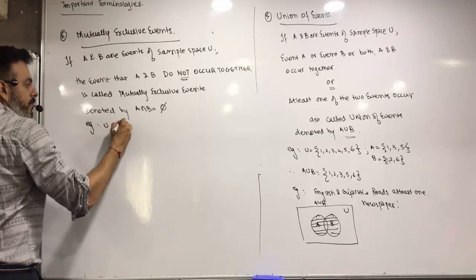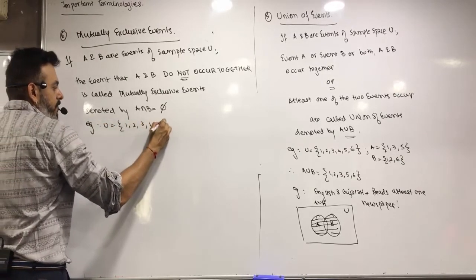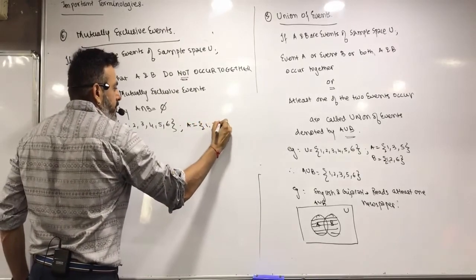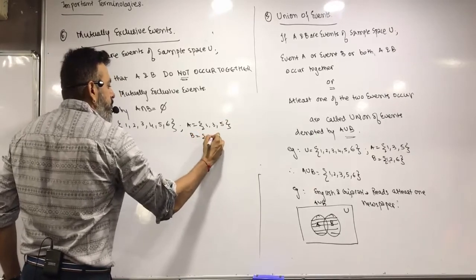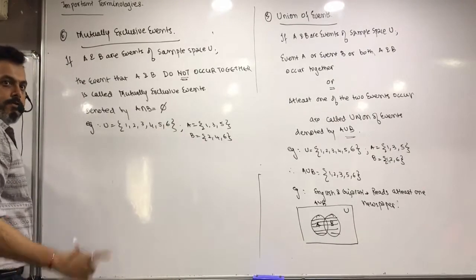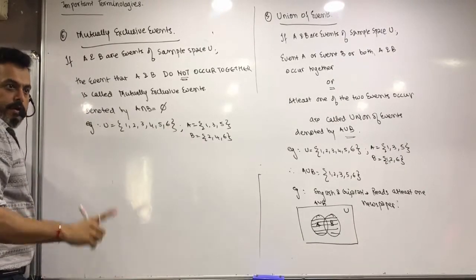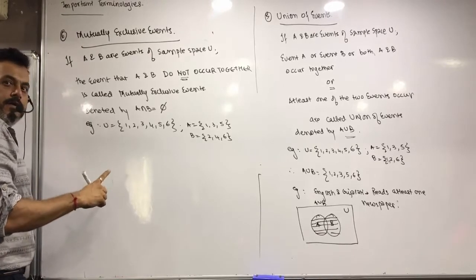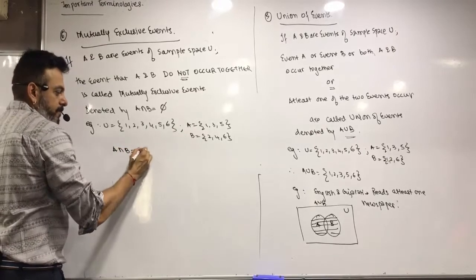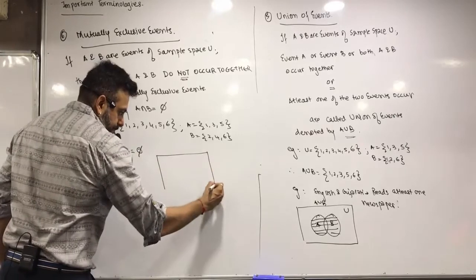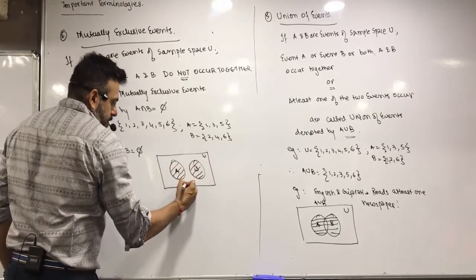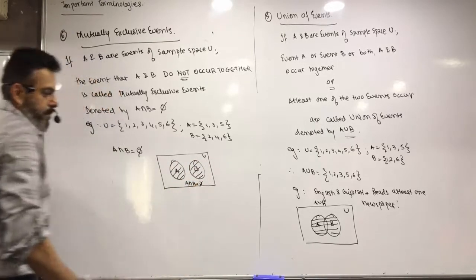Example, U is equal to 1, 2, 3, 4, 5 and 6. A is equal to 1, 3, 5 and B is equal to 2, 4 and 6. Can they both happen together? Can you get odd also and even also? ऐसा possible है या odd होगा या even होगा. So A intersection B, there is nothing common, none. Venn diagram, A and B, no common. A intersection B is equal to null.